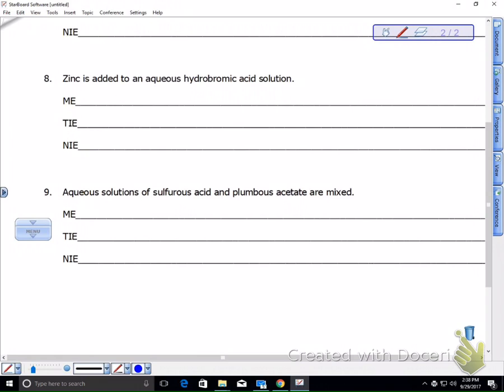Okay, we're going to finish up this example with a single replacement reaction. Let's look at number 8 on the back. We have zinc, and we're going to add hydrobromic acid, which is a strong acid. Yes, it will be broken up. We'll make zinc bromide, and we'll make hydrogen gas.